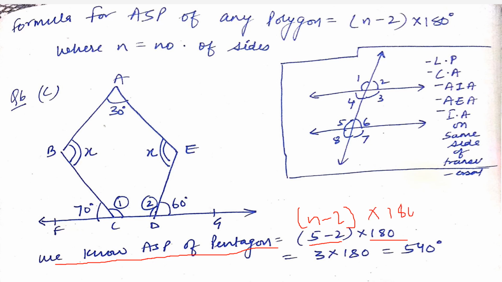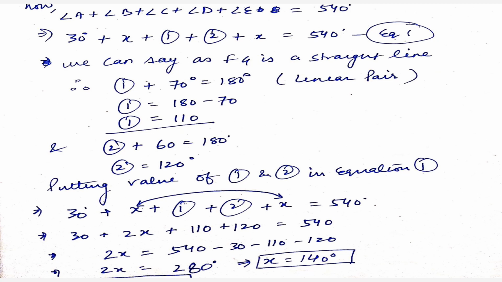By the formula, we have got the sum as 540 degrees. Now, we know angle A plus angle B plus angle C plus D plus E equals how much? 540. In this, we know the value of angle A is 30 degrees, angle B is x degrees, angle C is 1, we have assumed, angle D we have assumed 2, and angle E is x, equal to 540.